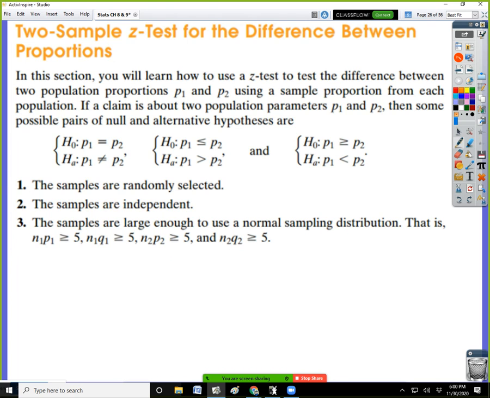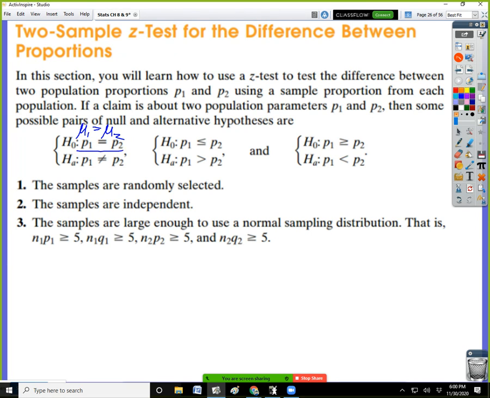All right. So learn how to use a z-test to test the difference between 2 population proportions, P1 and P2, using a sample proportion from each population. If a claim is about 2 population parameters, P1 and P2, then some possible pairs of null and alternatives are this. So it's exactly the same, right? This is just like the old mu sub 1 equals mu sub 2, except now it's a different P.